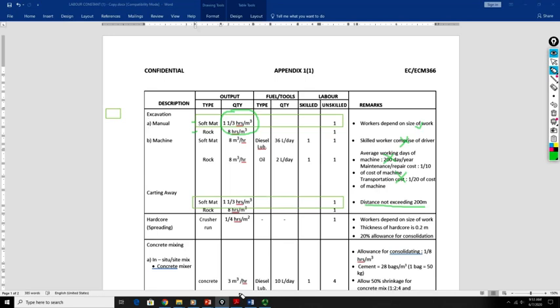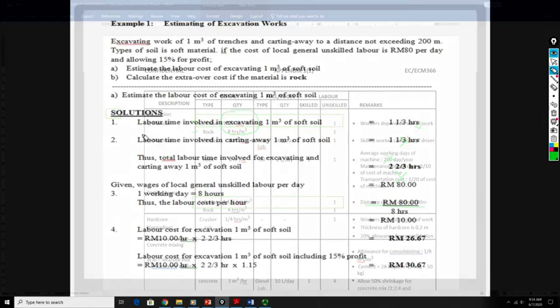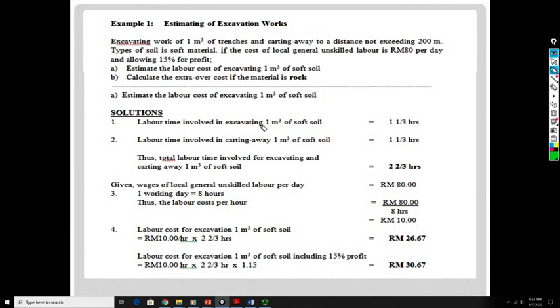Right, so we look at the solution. First, the labor time involved in excavating 1 meter cube of soft soil. Based on the appendix just now, 1 hour and 20 minutes. And then the labor time involved in cutting away 1 meter cube of soft soil. Based on the appendix, it will be 1 hour and 20 minutes. So the total time you need to spend for excavating and cutting away, just add these two, you will get 2 hours and 40 minutes.